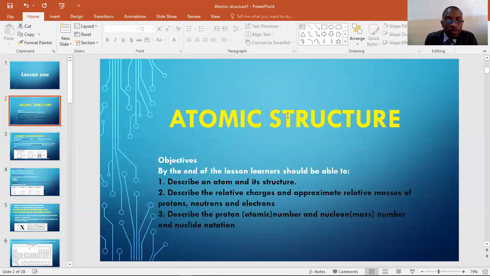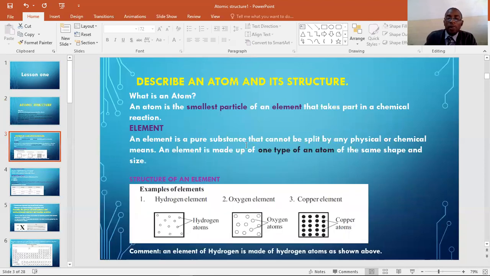So without wasting much of the time, we go direct into the atomic structure. So what is an atom? It's a very cardinal question to answer. So what is an atom? An atom is just the smallest particle of an element. You can just pause and think about the smallest of the small, the smallest of the small.